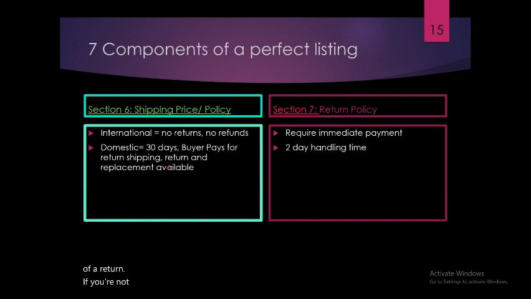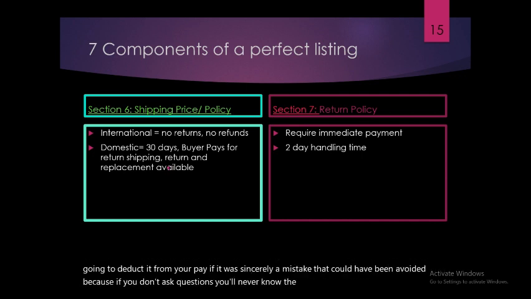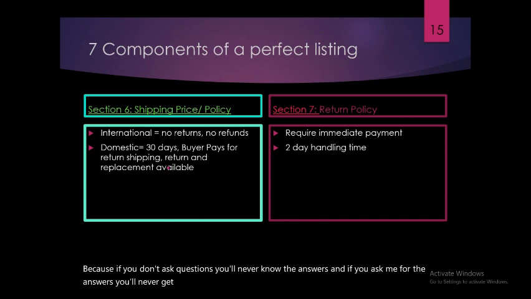If you're not honest in the listing, I'm going to end up getting a return, and if it costs me, then I'm going to deduct it from your pay if it was a mistake that could have been avoided. Because if you don't ask questions, you'll never know the answers. And if you ask me for the answers, you'll never get them. If you ask me how you can get the answers, you will always get that help.